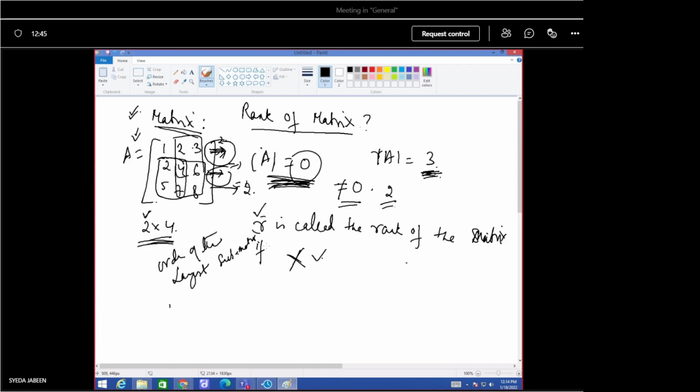And suppose A is a matrix of order n, and this matrix is non-singular. Non-singular means the determinant value is not equal to 0. So what will be the rank of this matrix? Looking at this example, n. Yes, when I'm considering order n, the rank is n. And if all 3 rows are the same, then the rank is 1.